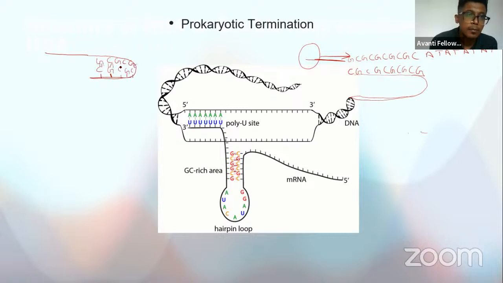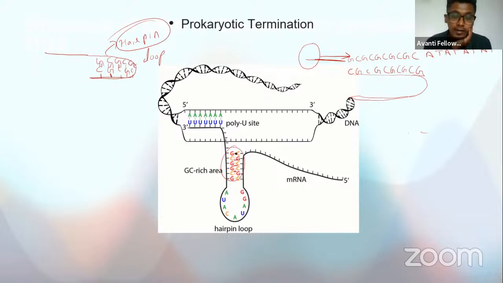They start making bonds with each other. And this resembles a hairpin. This resembles a hairpin loop structure. So now this GC rich region starts becoming a hairpin loop structure. Once they become a hairpin loop structure, now you can see that at the further end, there is low energy. This is low energy. This is high energy.